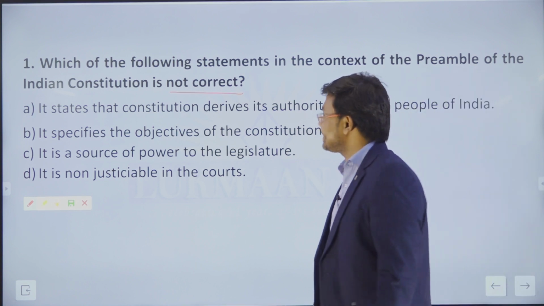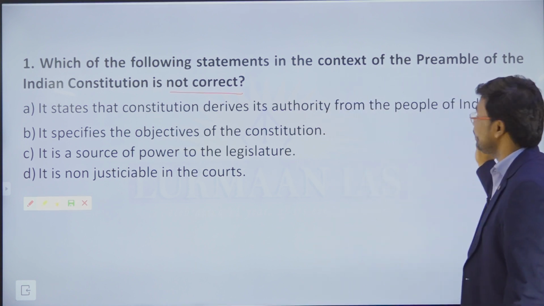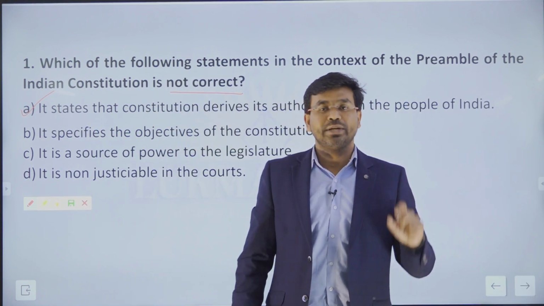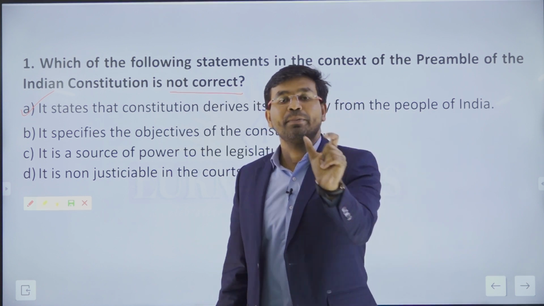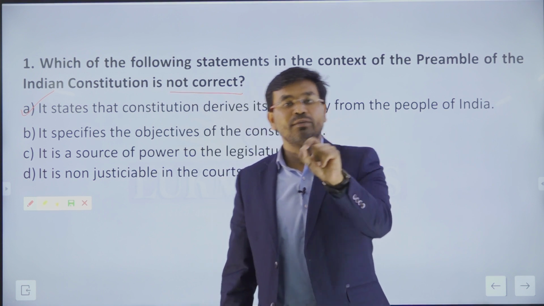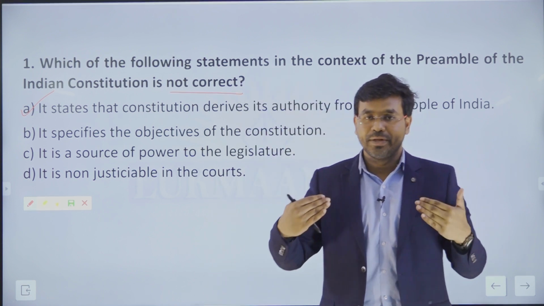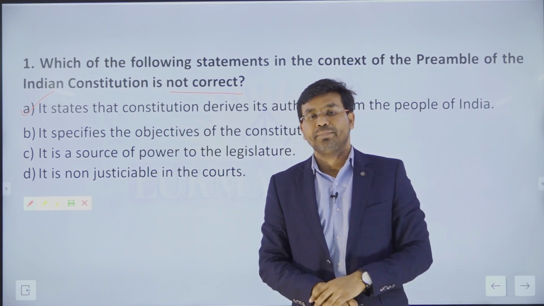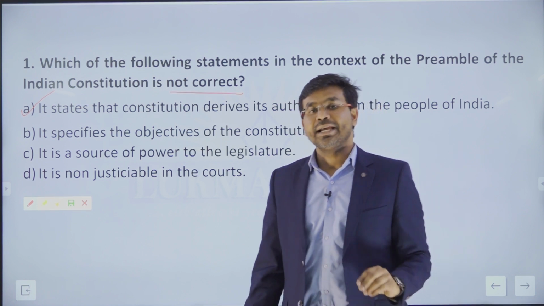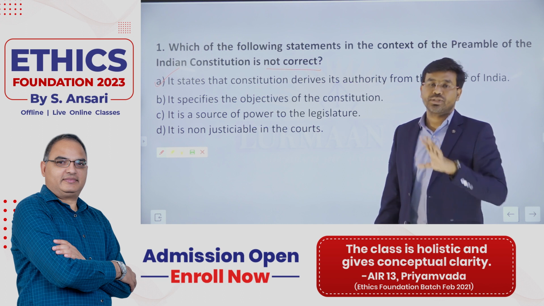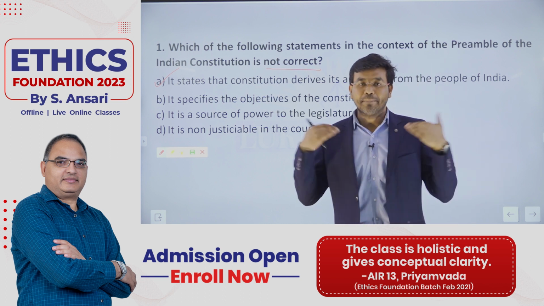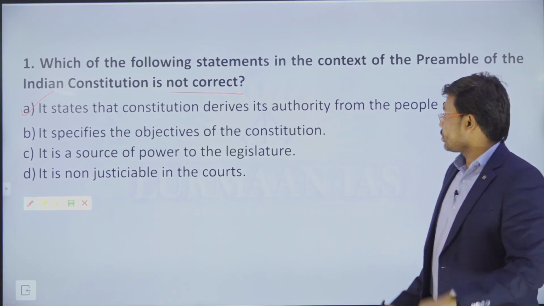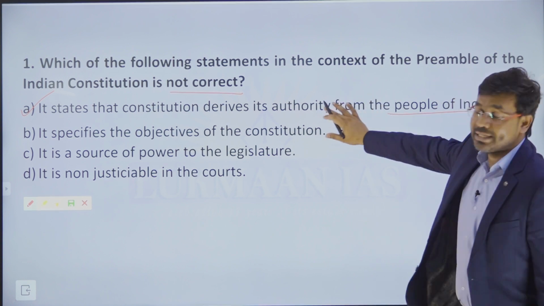So the first one says, it states that Constitution derives its authority from the people of India. This is correct. Why? Because if you read the preamble, it starts, we the people of India having solemnly resolved to constitute, like we the people of India have constituted, formed this constitution for ourselves. And in the last para of the preamble, it says that we therefore give to ourselves this constitution. It means we, the people of India, have given the constitution to themselves. It means the source of authority of the Constitution lies with the people of India. So that's why statement A is correct.